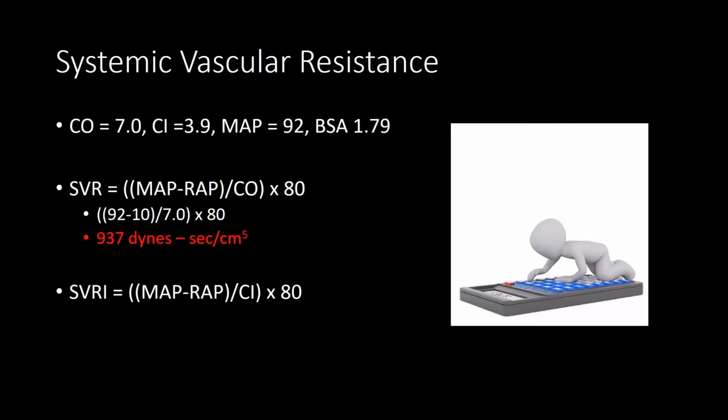And then if you're interested in the systemic vascular resistance index, you're just going to take a similar calculation, your mean arterial pressure minus your CVP, but instead you're going to divide by your cardiac index times 80. And again, just do me a favor and actually do it, just so you do it a couple times. All right, and you get? So you should have 92 minus 10 divided by 3.9 times 80, which is going to give you an SVRI of 1682.